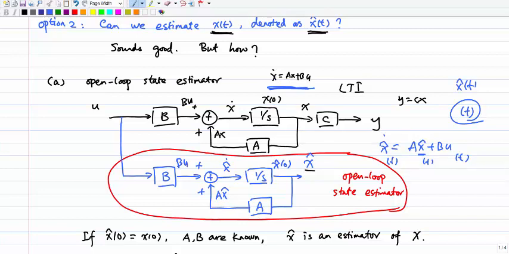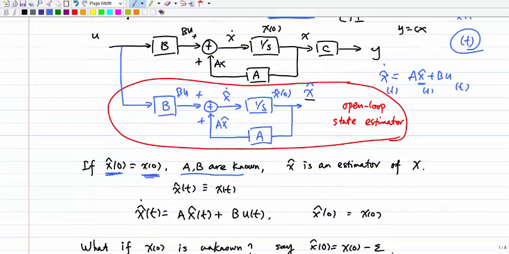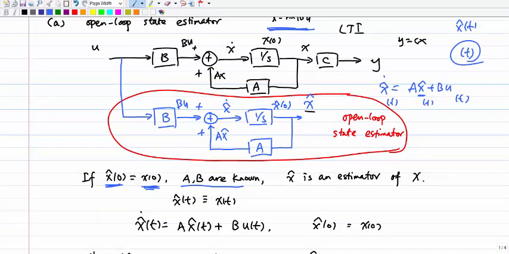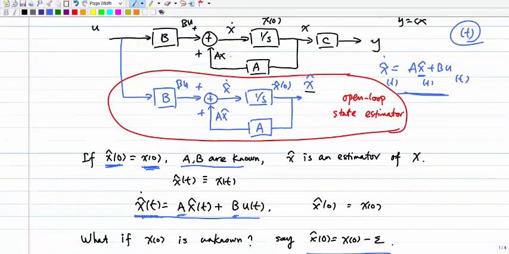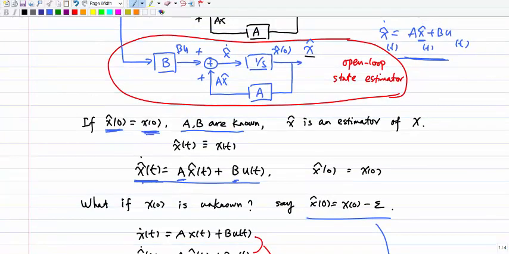If the initial state X hat 0 is known, and A and B are known, then X hat is an estimate of X. As a matter of fact, this value will be exactly X. This is my open loop estimator, given by what I just drew here. If I know exactly the A and B used in the linear time invariant system, and I also know exactly what the initial state is, I can build this state estimator like this.